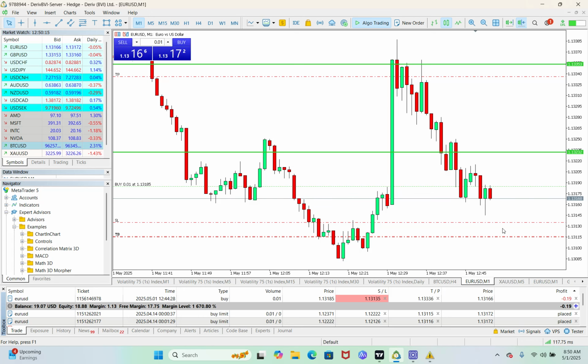Okay, sellers are now trying to make another push. Let's see who will win. Nobody knows. Let's see how this trade plays out. Buyers are now going on the attack. Sellers are resisting. Buyers are making a strong push again to the upside. Sellers are resisting the buyers.